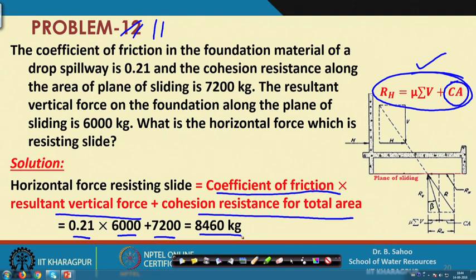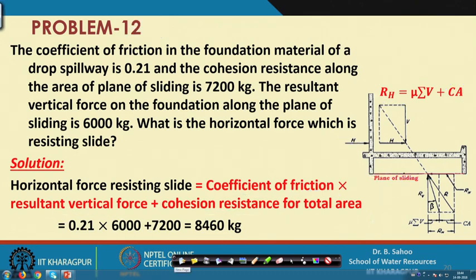It is acting along the plane of sliding in the opposite direction, and that is balancing the horizontal force on the head wall, which is acting above this plane of sliding. So this completes the solutions to different gate type of questions. So we'll stop here, and this is the end of our lectures for the 8th week.